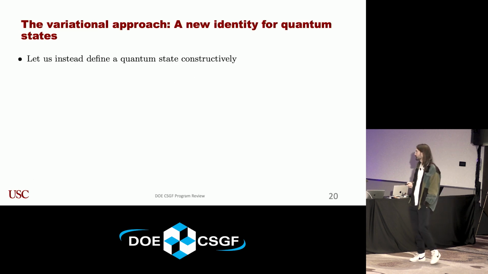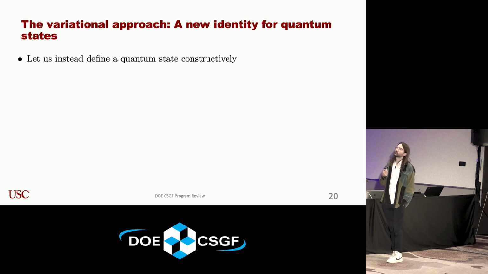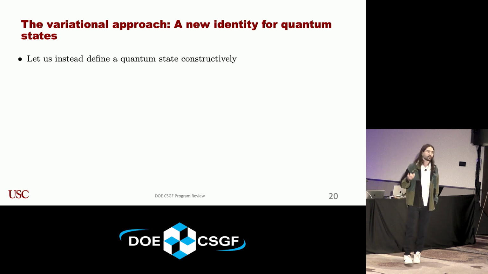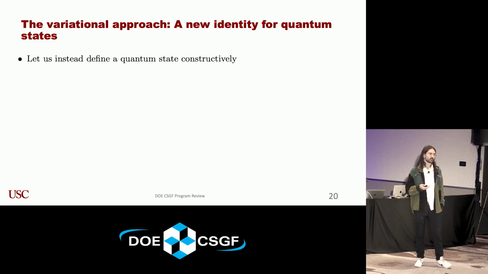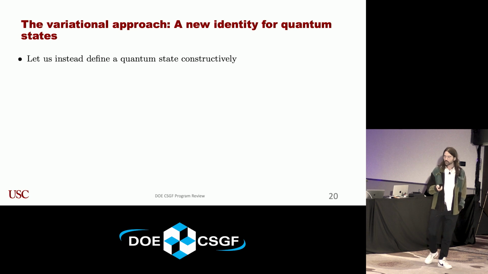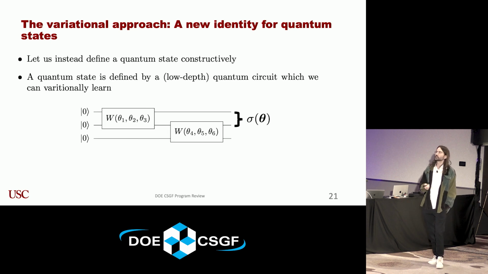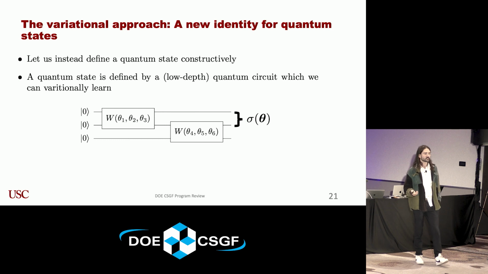So that comes to this idea of a variational approach, which is that we want to think about how you might define a quantum state constructively and whether that gives you any advantages to the time or memory complexity of storing and manipulating the state. And in our case, quantum computing is a pretty big field now, so the tools of the trade are somewhat well established to quantum practitioners.